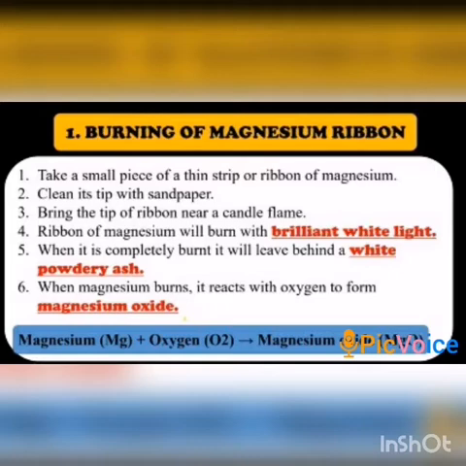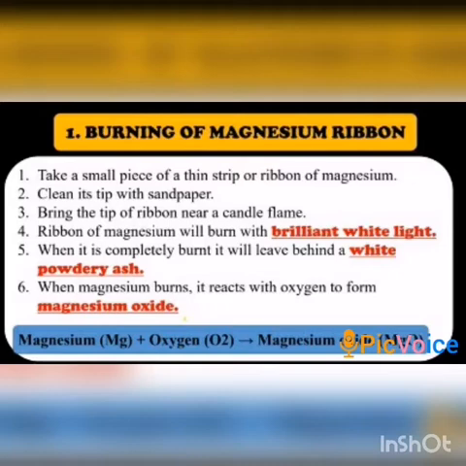And we clean its strip with sandpaper. The sandpaper is used to clean the surface of any materials. Then bring the tip of the ribbon near a candle flame. What will happen, children? The ribbon of magnesium will burn with brilliant white light, or it gives a brilliant white color.